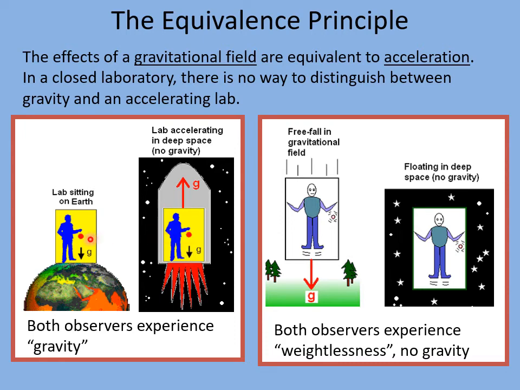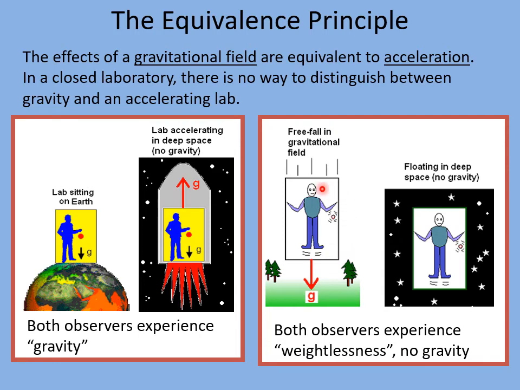So in other words, you could not tell whether you were in a ship on Earth or in a ship accelerating at 9.8. There's no experiment that you could do to prove you were in one or the other. Furthermore, if you were on Earth and you were in a ship free falling toward the Earth, you and all the objects inside of your lab would be floating around. All right, this is the same as orbit, right?